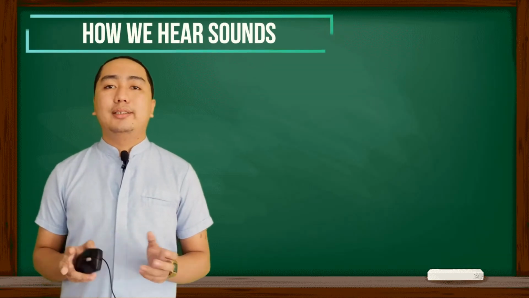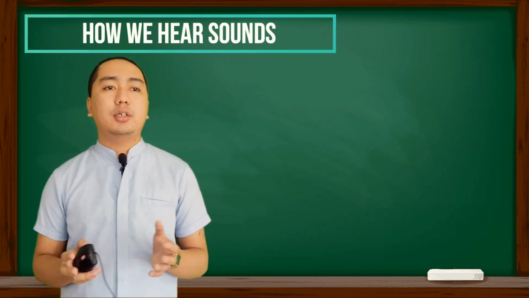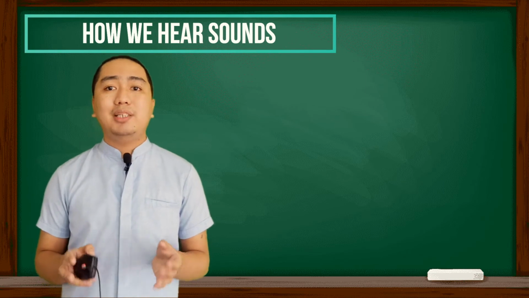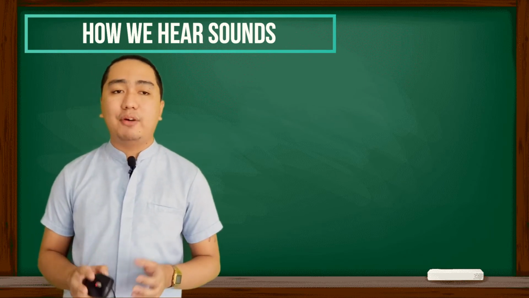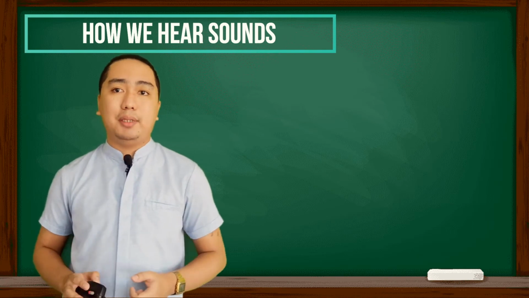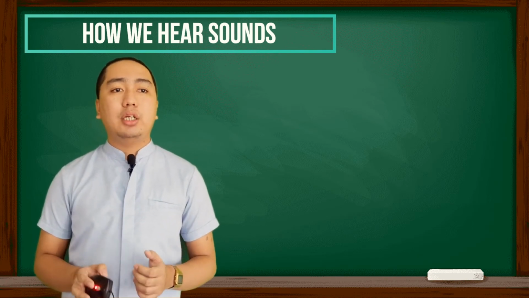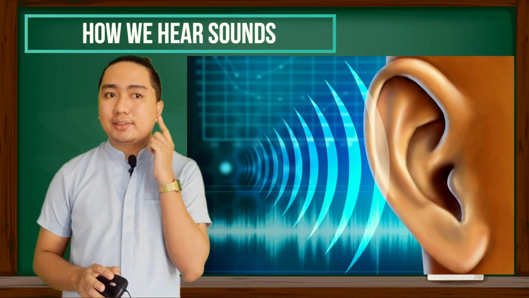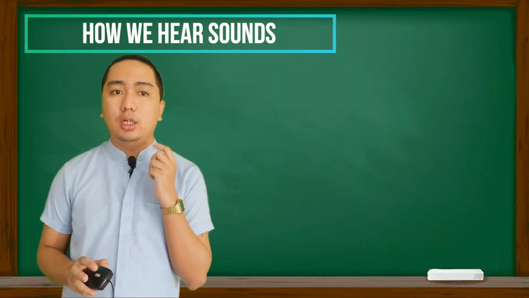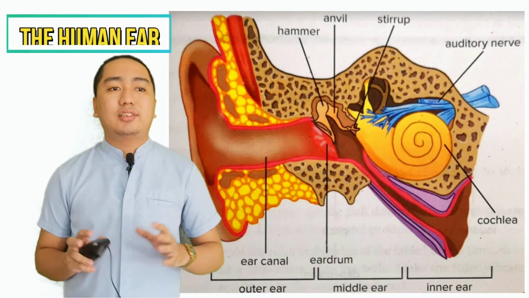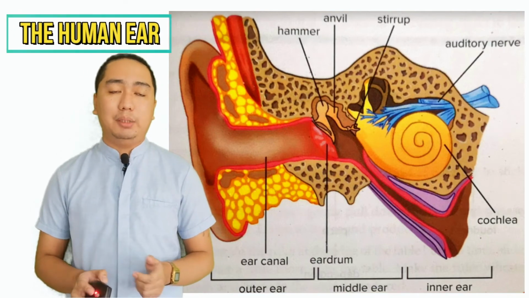How we hear sounds. In order for sounds to be heard, there must be a medium to transmit it and there must be an organ of the body to hear or receive it. We detect or hear a sound through our ears. Hearing starts when sound waves enter the outer ear. The outer ear acts as a funnel that collects sound waves.